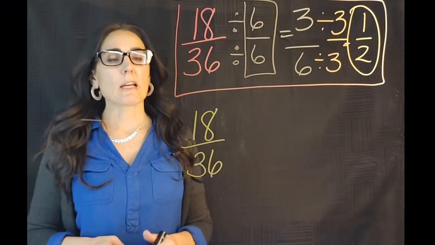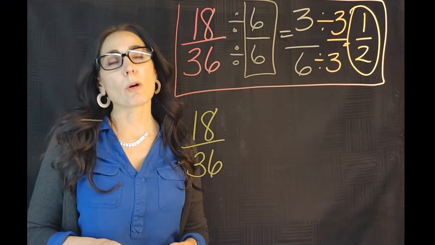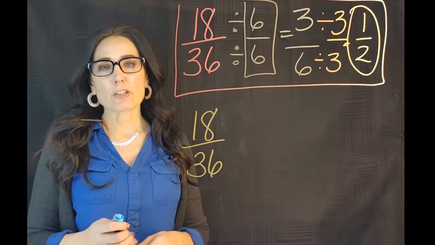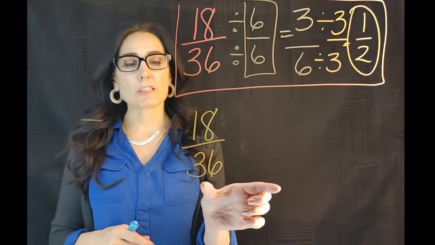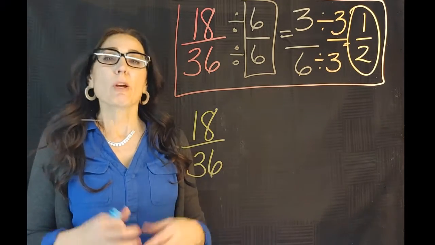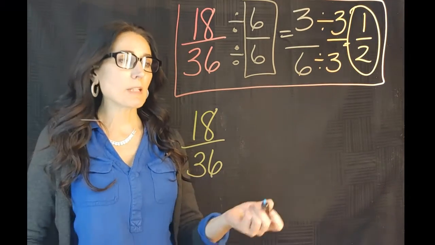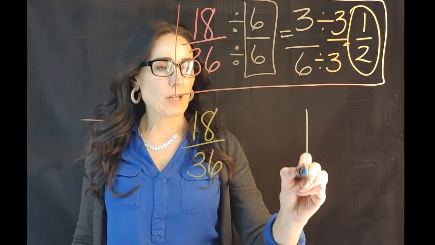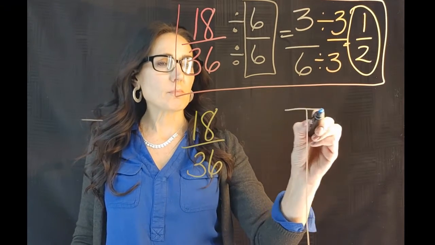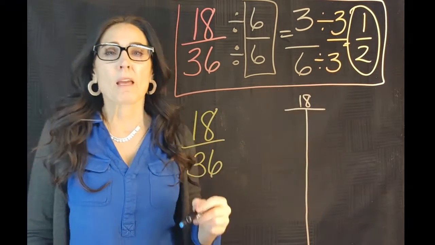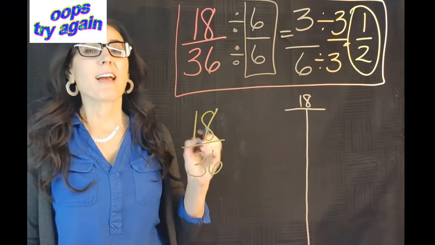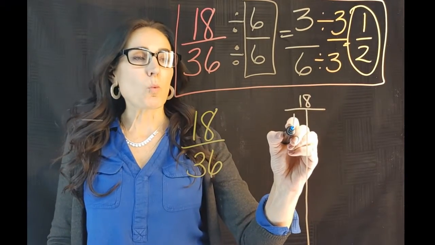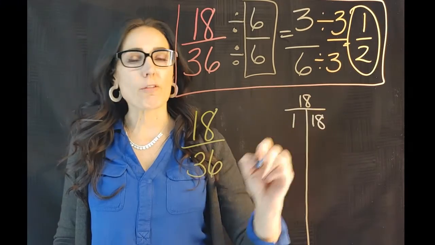All right, so let's go ahead and take a look at another way you can find what we call the greatest common factor. So the greatest common factor will allow you to reduce this fraction in one step, but you have to find that number. So one way to find that number is to make a list of factor pairs. So we'll start with 18. Now the first factor pair you will always have is 1 and the number itself.